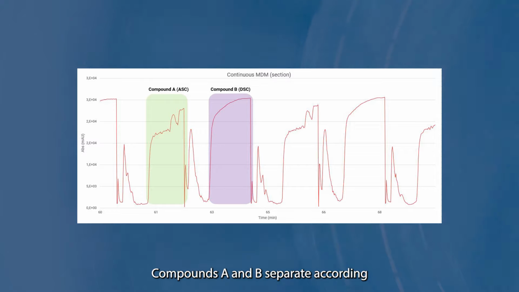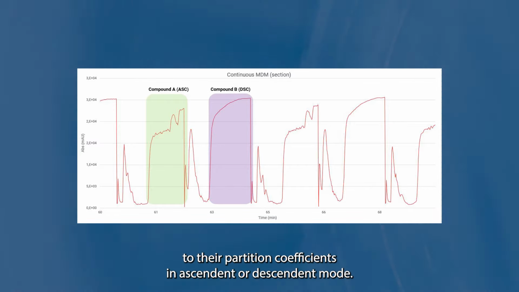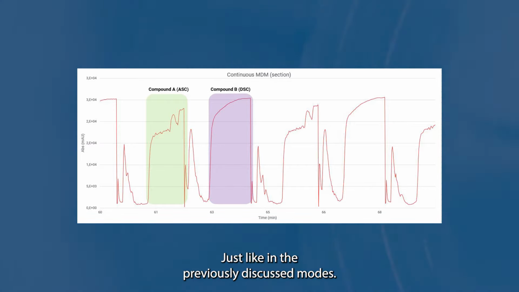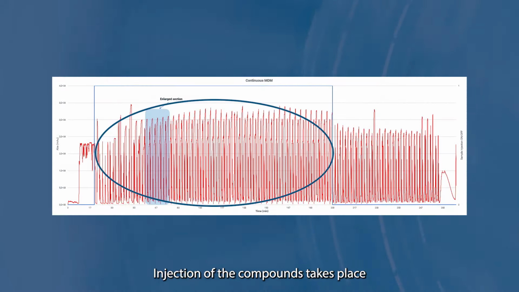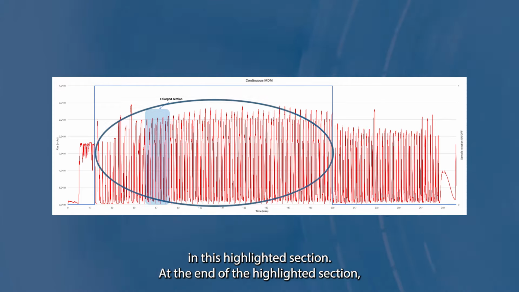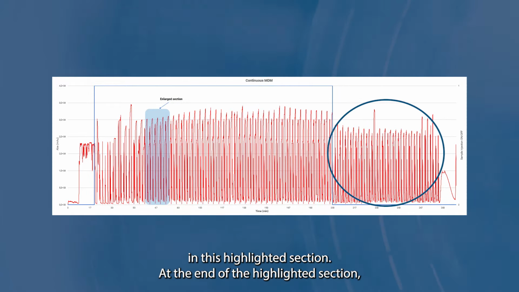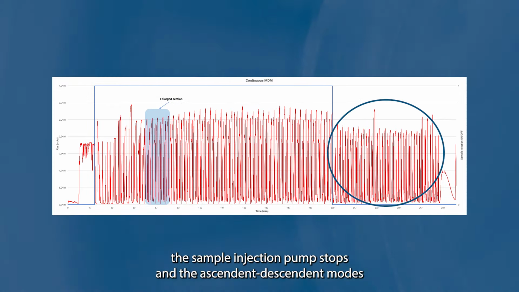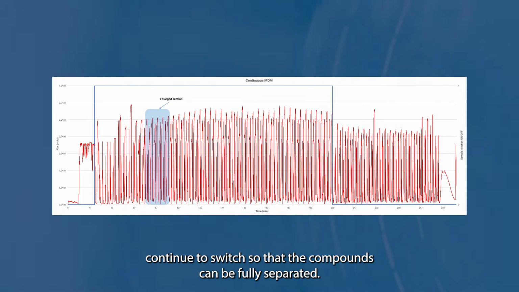Compounds A and B separate according to their partition coefficients in ascending or descending mode, just like in the previously discussed modes. Injection of the compounds takes place in this highlighted section. At the end of the highlighted section, the sample injection pump stops, and the ascending-descending modes continue to switch so that the compounds can be fully separated.